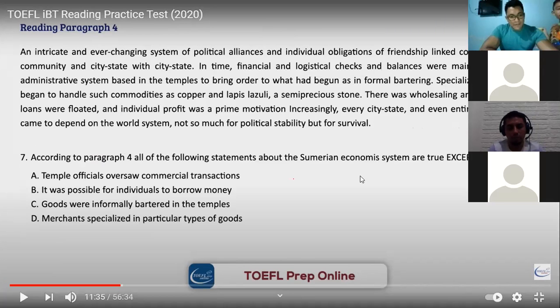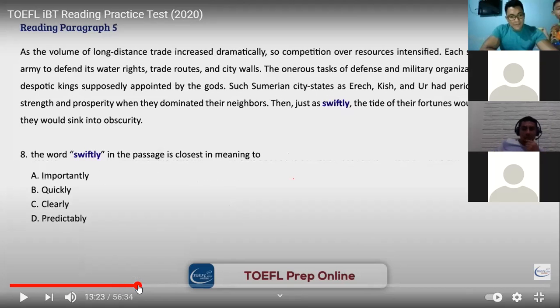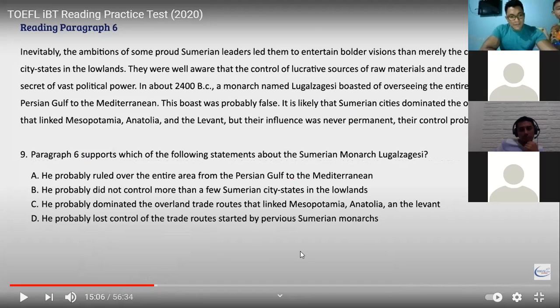Question number seven, what type of question is this? Negative. Again. Negative factual. Correct. Okay. Number eight. Vocabulary in context. Number nine. Question number nine. Paragraph six supports which of the following statements about the Sumerian monarch, whatever that word is. This can be a rhetorical question. Okay.